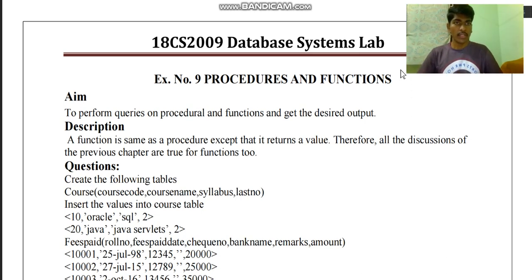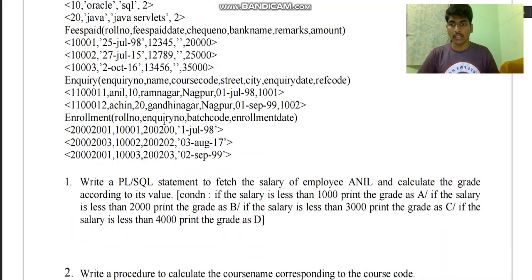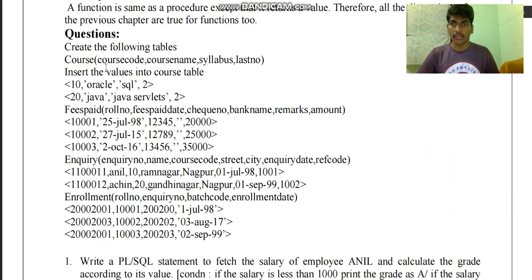Hello, today we are going to see experiment number 9 in Database Management System Lab. The topic of the ninth experiment is procedures and functions. There are certain questions, and first we need to create these four tables: the courses table, fees paid table, inquiry table, and enrollment table.